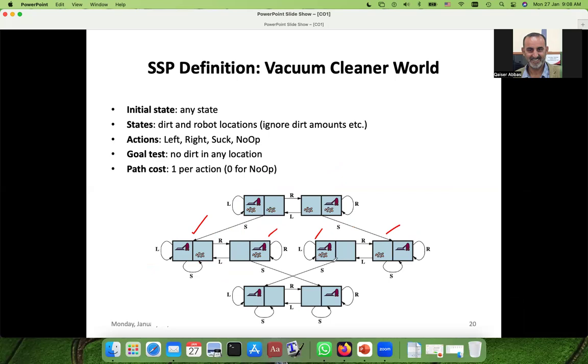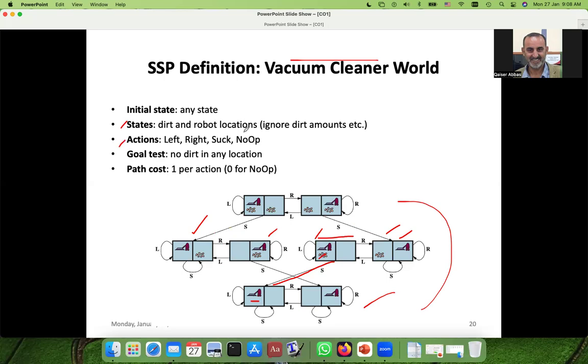We are only seeing this one now. Suppose we are here and you perform sucking: the robot is here, dirt is available, so the dirt will be cleaned in the next state. If you perform left, you will remain here. If you perform right, you will go here, and this is the next state. So this is an easy picture. In this diagram you are covering all the actions and drawing all the possible states for the vacuum cleaner agent. But you can write these states and actions like that.